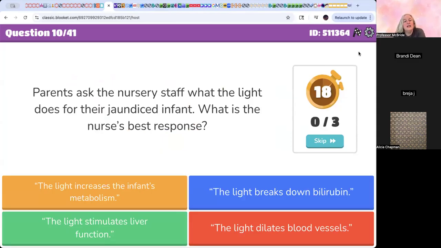Parents ask the nursery staff what the light does for their jaundiced infant. What's the nurse's best response?